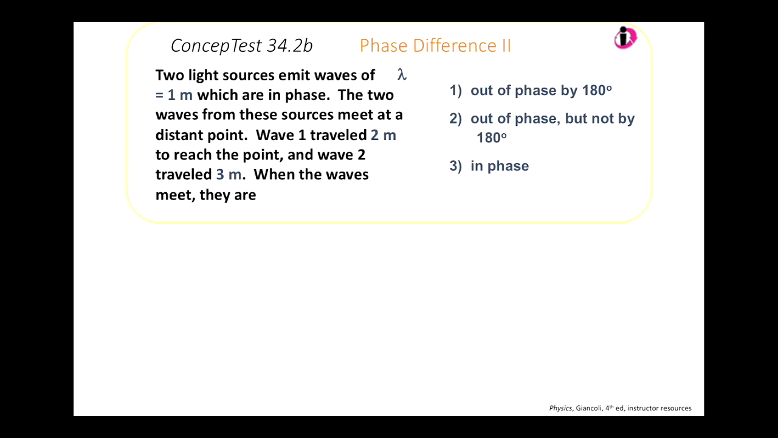Let's see. 2 light sources emit waves of 1 meter. We're saying the wavelength is 1 meter. You can see the lambda is kind of hiding out there to the right. I don't know why there's a big space. Which are in phase at the start, and then they travel different distances to get to the place where we're going to examine them. Wave 1 travels 2 meters. Wave 2 travels 3 meters. What can you say about their phase relationship once they get there?